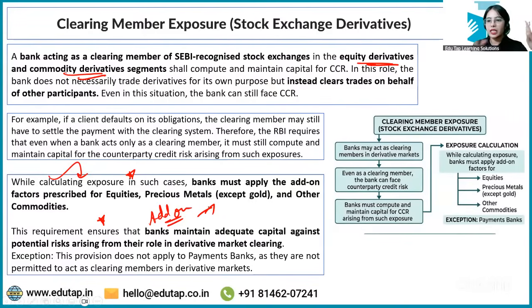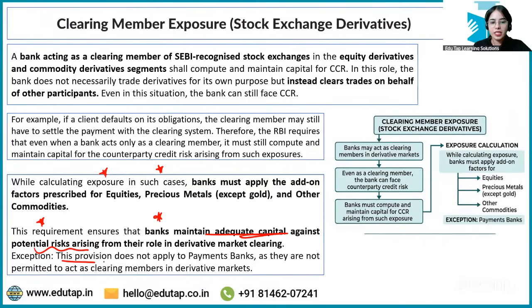Okay. So basically, even if the bank is not doing the trade itself, but it is a clearing member, it still has to maintain the counterparty credit risk buffers or the capital against the counterparty credit risk. So while calculating the exposure in such cases, this requirement ensures that banks maintain adequate capital against the potential risk that can come upon them. But this provision does not apply to payment banks, because payment banks are not permitted to act as clearing members for the equity derivatives or for the commodity derivatives.